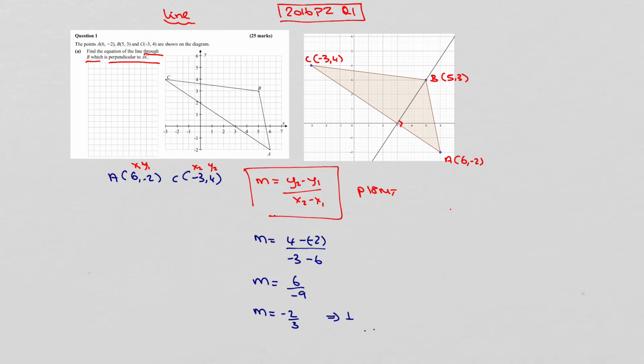So therefore, the perpendicular slope, the one that's going to help us find the equation of the line perpendicular to AC. Well, all I have to do to get the perpendicular slope is turn the slope upside down and change the sign. So therefore, my perpendicular slope is 3 over 2.